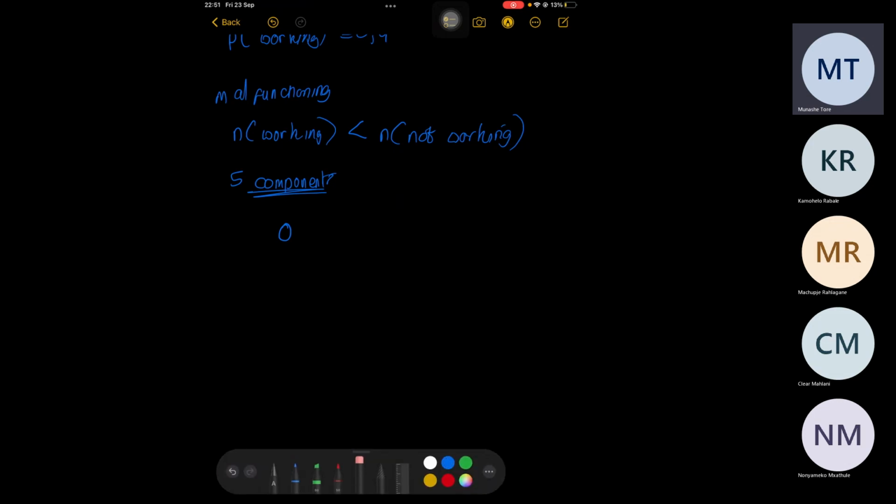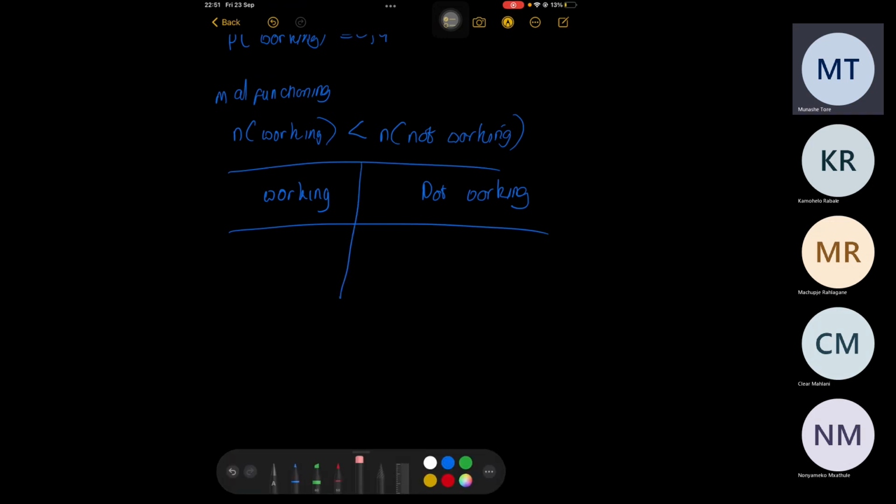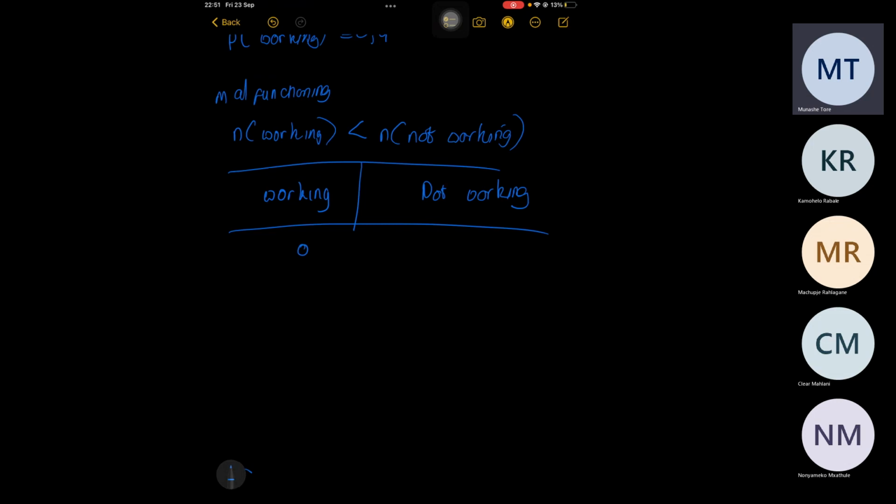Let me draw a table. We have this row column for working, and this one for not working. So for working, how many do we have? Let's assume we have 0 that are working. We have 0 that are working. Then how many do you have that are not working? Obviously, it's going to be 5. This is the case, then obviously our system will be malfunctioning.